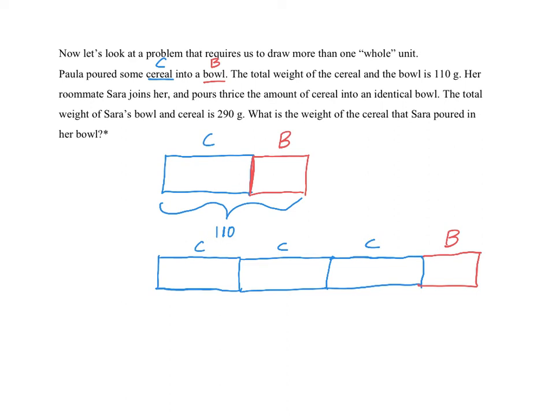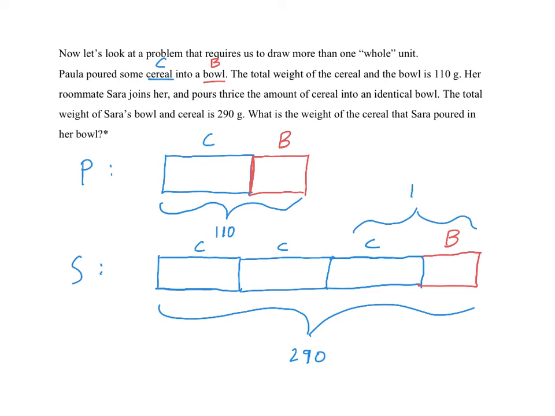And then finally we're told that this whole amount here is 290. And our job is to figure out how much cereal Sarah poured in her bowl. So this first amount here is for Paula, and the second amount is for Sarah. And we do know that 1 blue box and 1 red box, those 2 parts make 110. So let's mark that in. This amount here is 110.